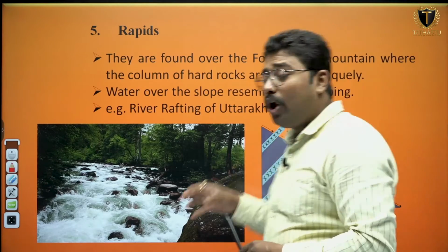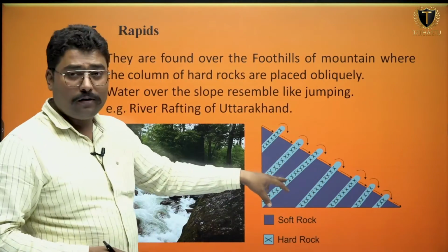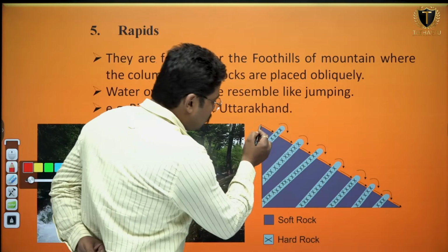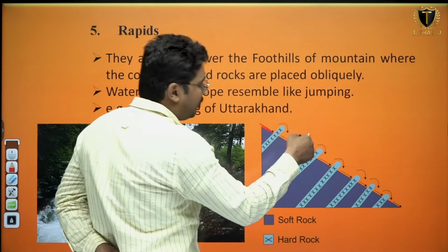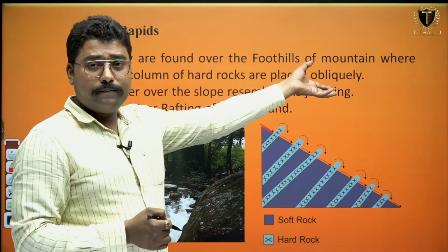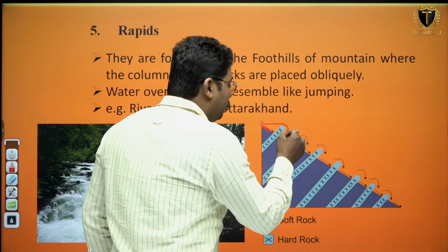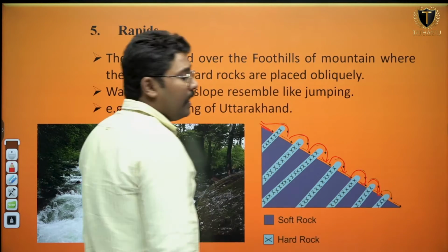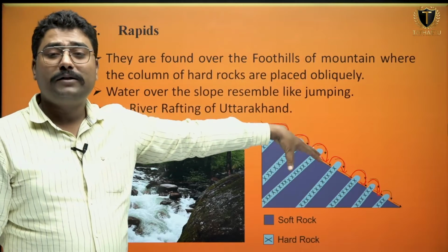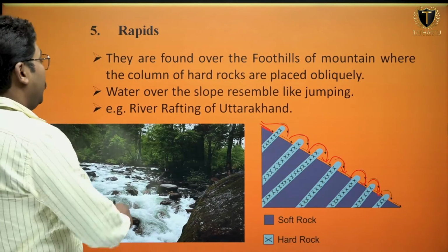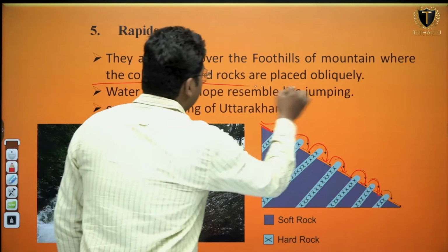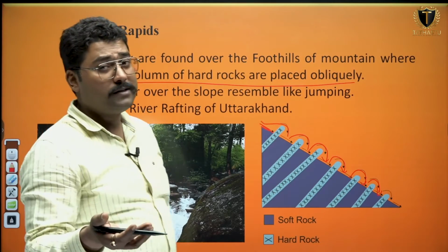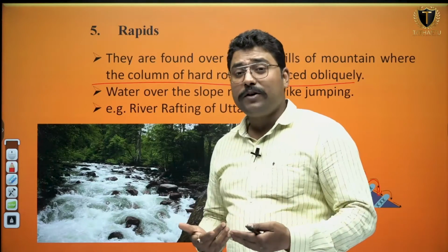Naturally, columns of hard rock are placed in soft rock, as you can see, and with time, the soft rock will be eroded very fast and the hard rock columns will stand up. So when the water moves down the slope, it will resemble jumping over the slope and will be considered as rapids. This means the columns of hard rock are placed obliquely in the soft rock bed, so it will be considered as rapids. Now moving on to the next feature.